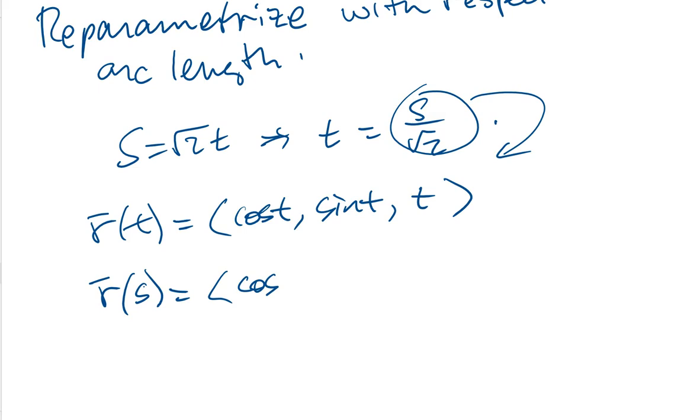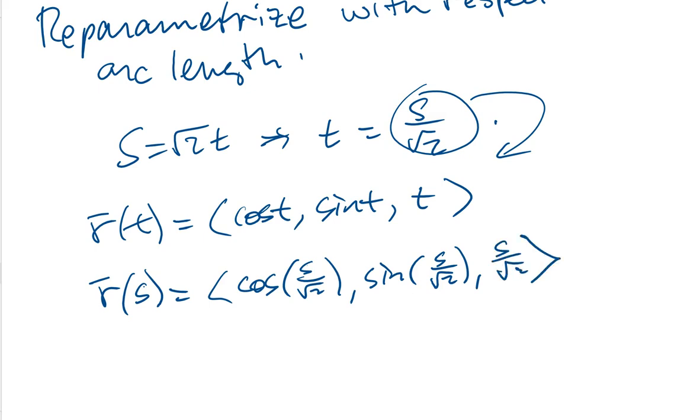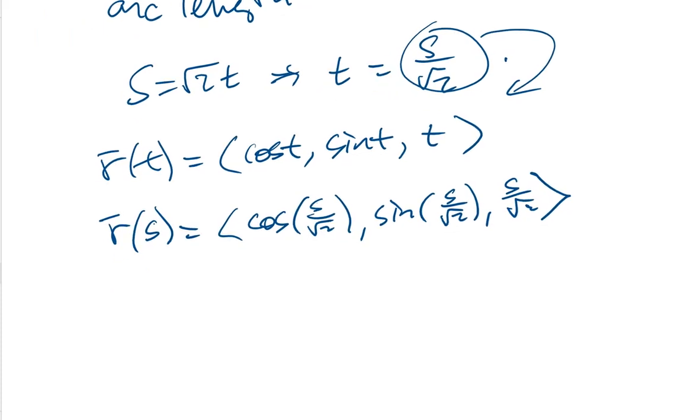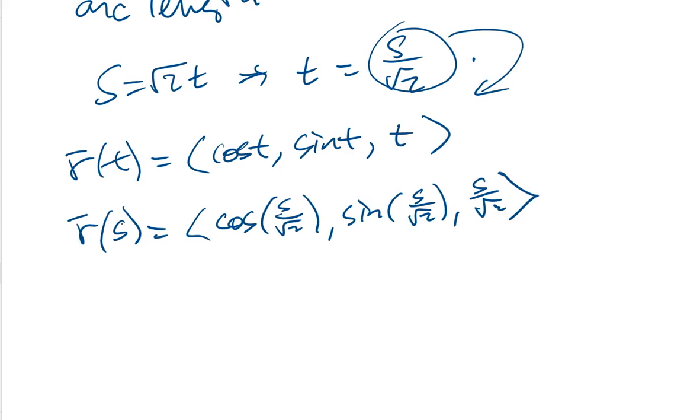So it'd be cosine of s over root 2, sine of s over root 2, and then s over root 2. What this gives us is a way to parameterize the curve along the arc length instead of, I'm sorry, instead of angles. So we reparameterize.